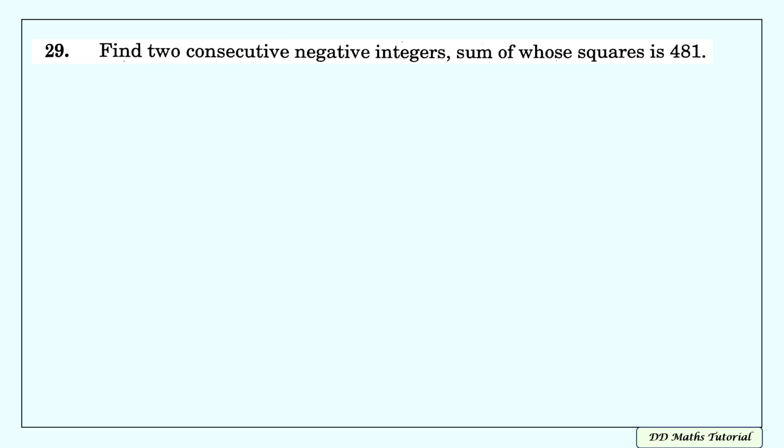Section C, question number 29. Find two consecutive negative integers. So look at the question carefully. It is negative integers, sum of whose squares is 481. So looking at this negative integer, it is in the same way how we find for the positive integers. We will be assuming the numbers as x and x plus 1.